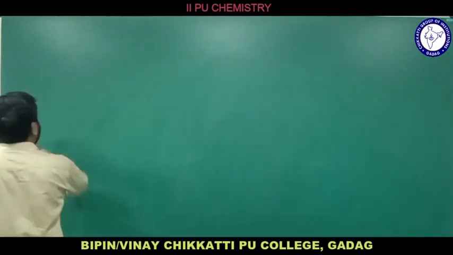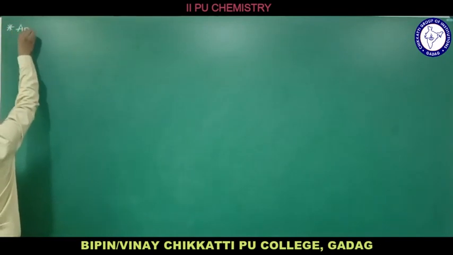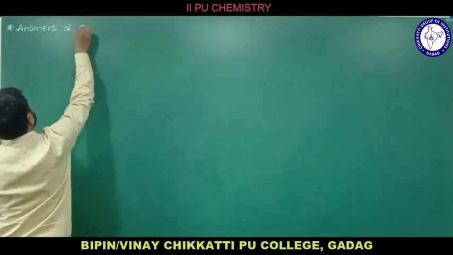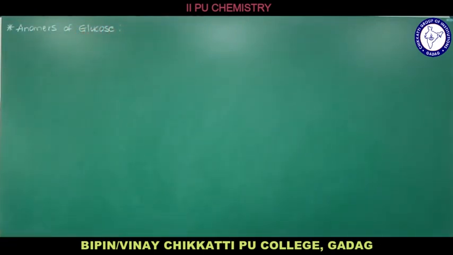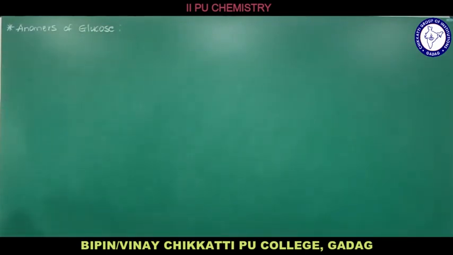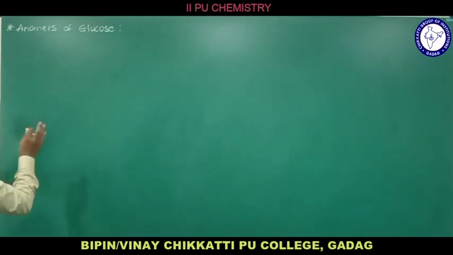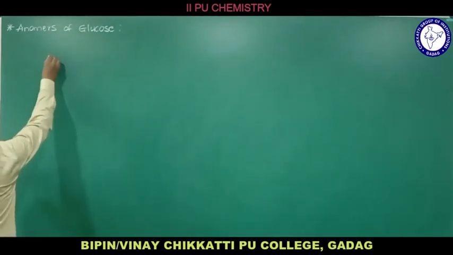So now here I am going to write the term anomers of glucose. Later we will see how actually the cyclic structure of glucose looks. Anomers of glucose here. The structures are very important, so let me draw the structures along with the explanation. Now I am going to talk about glucose, and we know the open chain Fischer structure of glucose, and I am going to draw that.